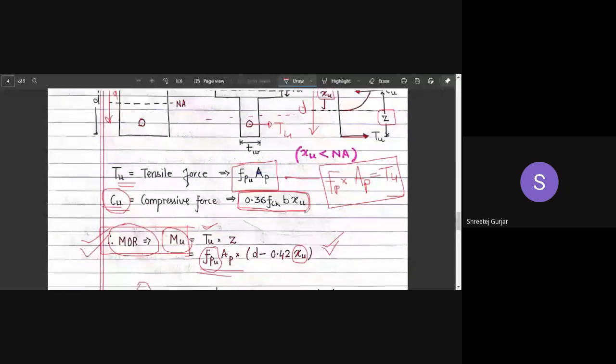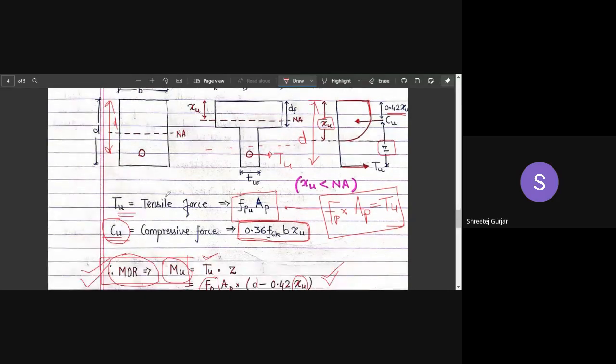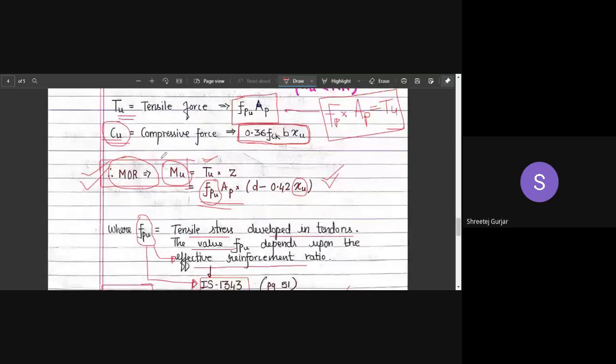Okay, so the main thing that you have to take care of is to know whether the neutral axis is within the flange or below the flange. Okay, within the flange or below the flange. Depending upon that, you can calculate the moment of resistance using this formula or the next one. Okay, so usually they do not provide you with the XU value. XU value is not provided, right? XU value is computed from Table 11 of IS 1343.